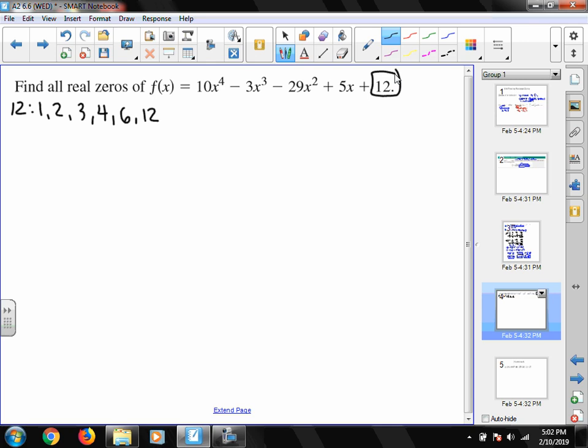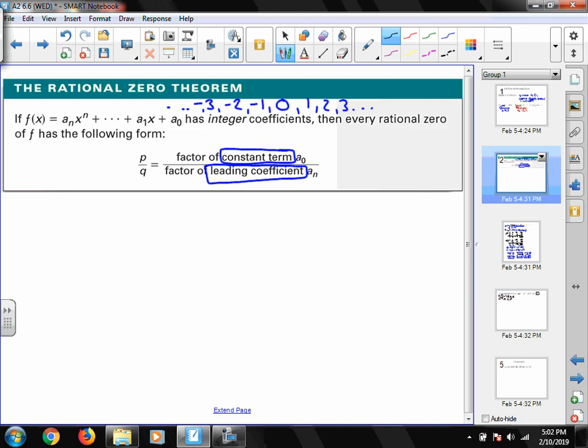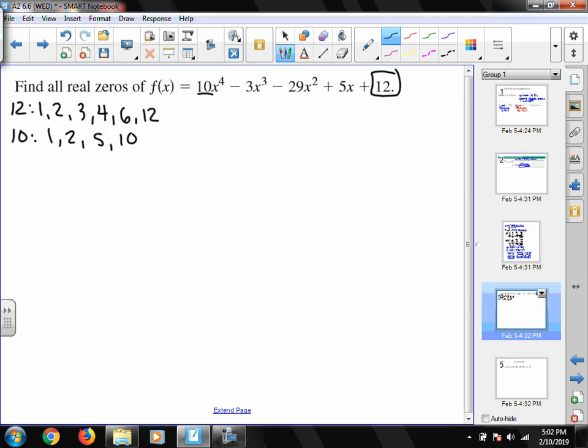You don't even have to flip the page back over. Look at the problem before. We just did factors of 12. But now I need factors of 10. Those are going to be 1, 2, 5, and 10. Now, going back to our rational zero theorem, it says we're going to take factors of a constant term divided by factors of our leading coefficient. So our possibilities.